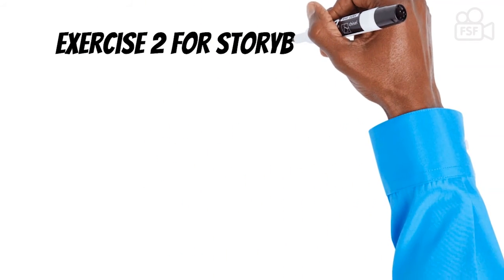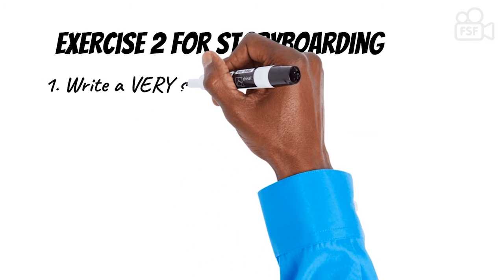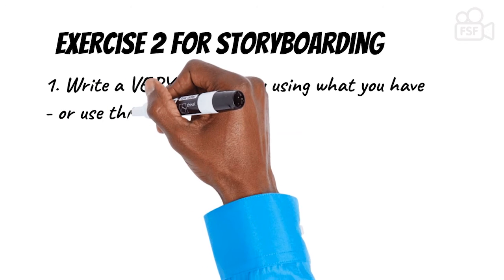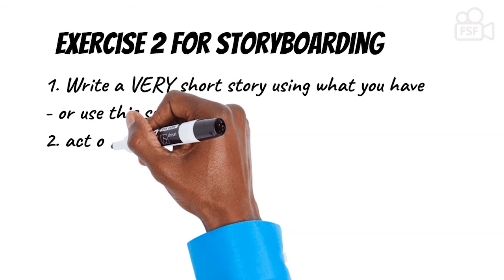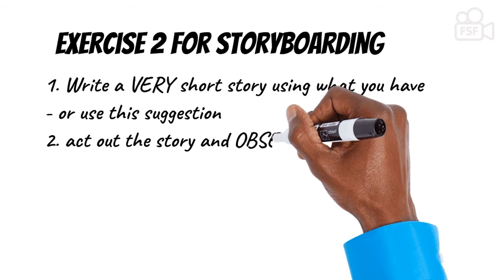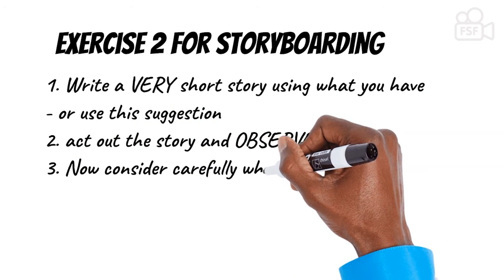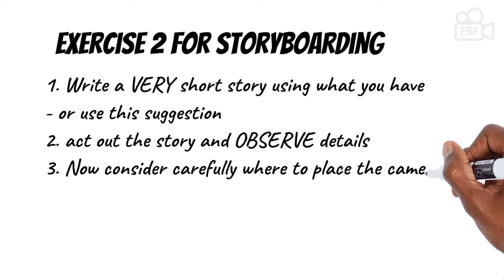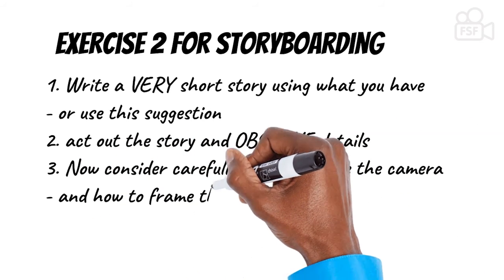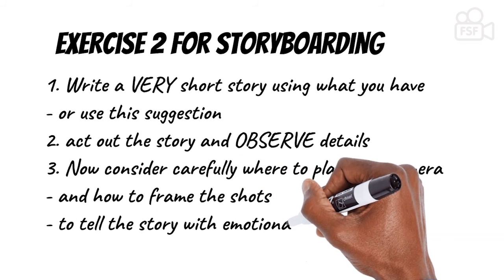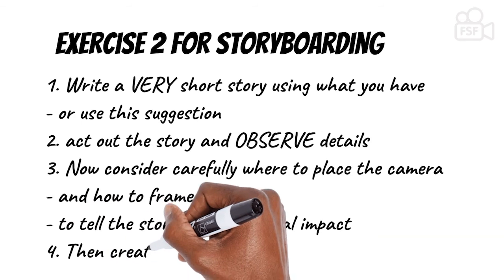We'll now move on to an exercise where you will learn how to storyboard to create emotional impact. So the first thing you need to do is create a very short story, or use the following suggestion. You will need to get some actors, or in this case some animated models, to perform the story, and you will need to observe carefully details of the performance. Then you will have to think about where to place the camera and how to frame the shots so that you tell the story with emotional impact. And then you can create the storyboard.